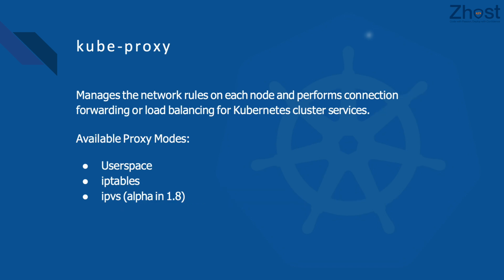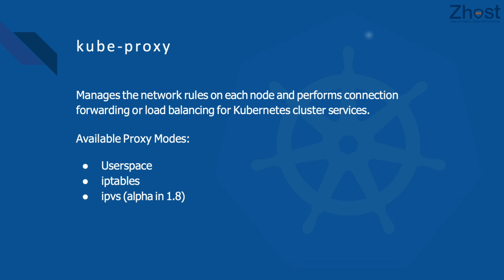Let's see in details about Kube Proxy. 1. Manages network rules and enables communication between different pods across nodes. 2. Handles service discovery and load balancing for network traffic inside the cluster. 3. Ensures proper routing of requests from external sources to the correct pod.